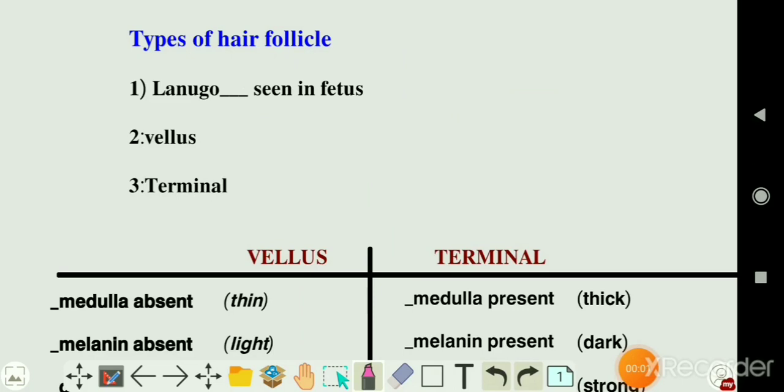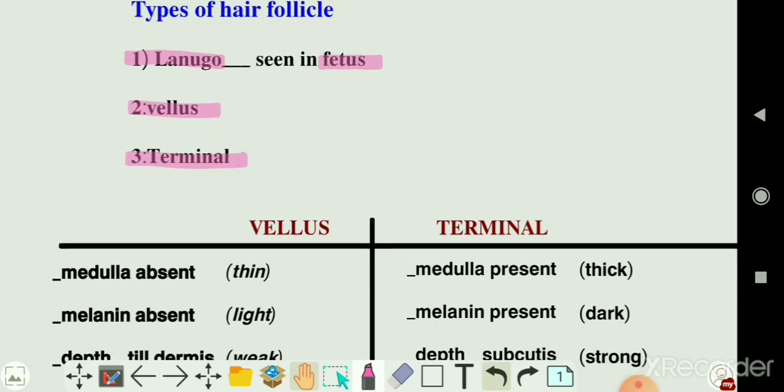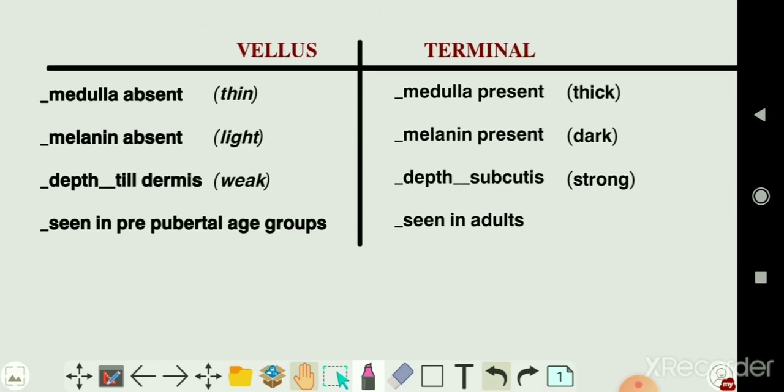Now let's talk about types of hair follicles. There are three types of hair follicles. The first one is the lanugo hair follicle, which is seen in the fetus. The other two types are the villus hair follicle and the terminal hair follicle. Let's differentiate the villus hair follicle from the terminal hair follicle.